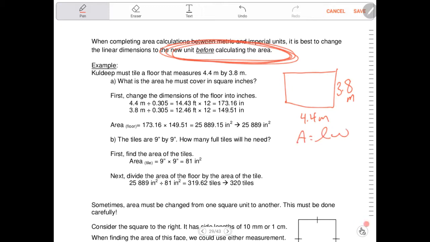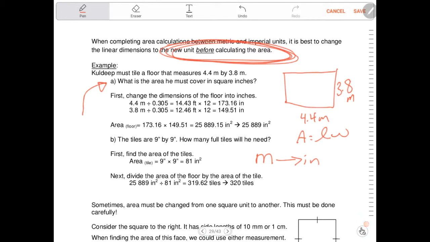But the question says, what is the area in square inches? Therefore, you're going to have your data or formula sheet in front of you, and as we talked about earlier, you are going to have to change your units from meters into inches. And once that is in place, then you can go ahead and find your area in the required unit.